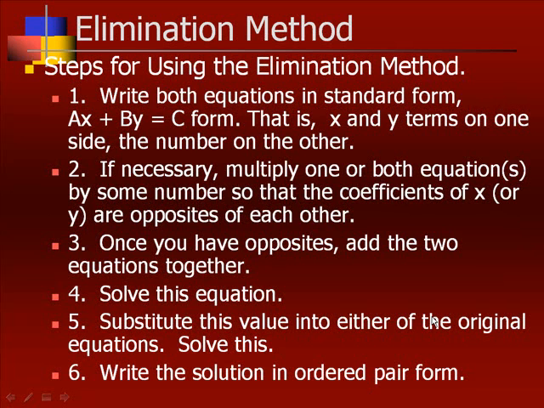Second step, if necessary, multiply one or both equations by some number so that the coefficients of x or y are opposites of each other. Then, once you have opposites, add those two equations together, solve that, substitute the value you get here into either one of the original equations. Solving that will give you the second value, and then you write the solution in ordered pair form.